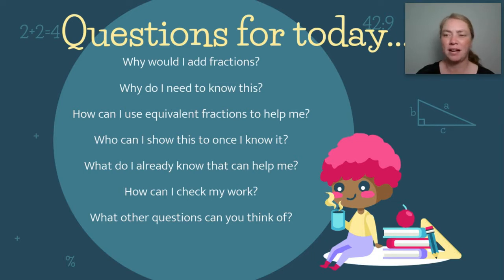What do I already know that can help me? If you know about prime and composite numbers, if you know about multiples, if you know about greatest common factors, if you know anything about equivalent fractions, these things are all going to help you. Divisibility rules are especially going to help you, okay? How can I check my work? Well, you can always go back, reread the question, talk it through out loud to yourself, just like I talk out loud and explain the answers to you. You can do that for yourself.